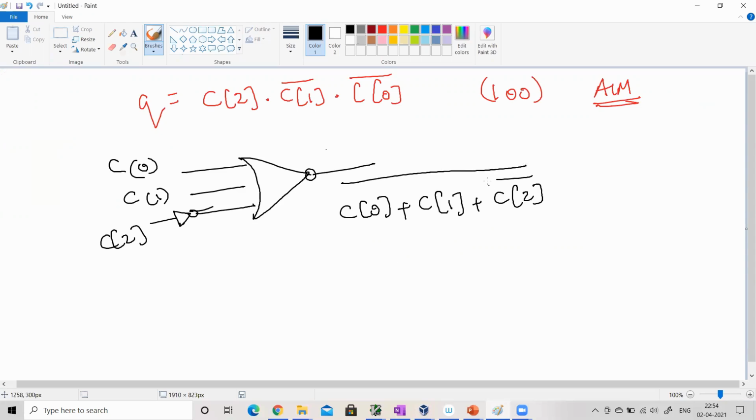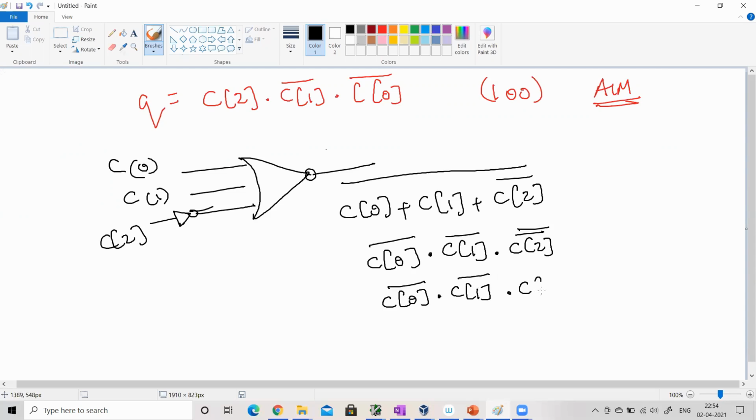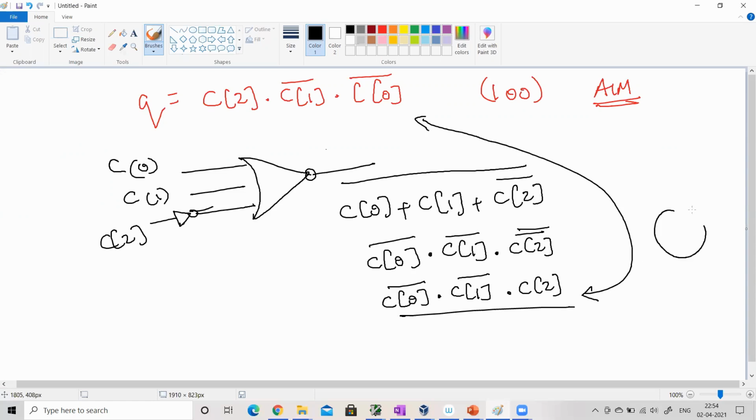Now I'm going to apply the basic De Morgan's theorem. So break the bar and change the sign. So it becomes C0 bar dot C1 bar dot C2 bar bar. So bar of a bar is the same thing. So C0 bar dot C1 bar dot C2. Bingo. This is exactly what we want, and this is exactly what we are getting.